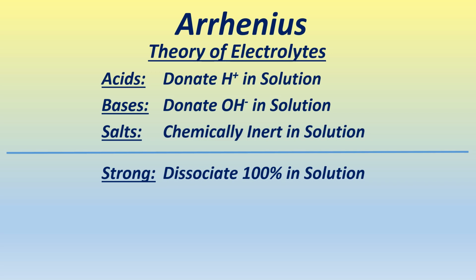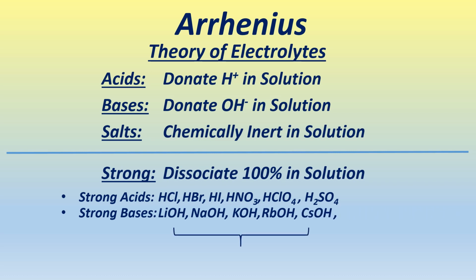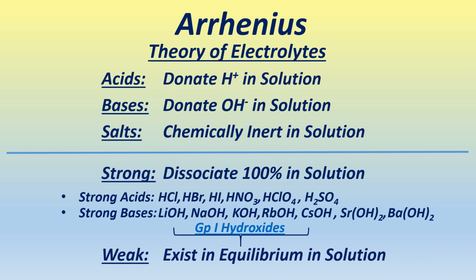And in this, there are very few examples of strong acids. There are only 6: HCl, HBr, HI, nitric, perchloric, and sulfuric acids are the only 6 strong acids that dissociate completely in water. Additionally, there were very few strong bases. The strong bases were lithium, sodium, potassium, rubidium, and cesium hydroxides, essentially all of the group 1 hydroxides. And in addition, strontium hydroxide and barium hydroxide from group 2. Everything else that was not one of these 6 strong acids or 7 strong bases was considered weak and existed in equilibrium in solution.